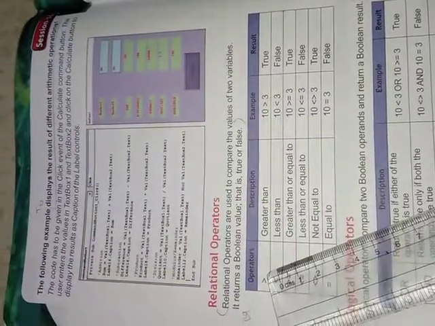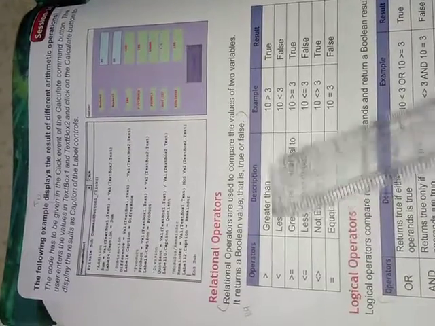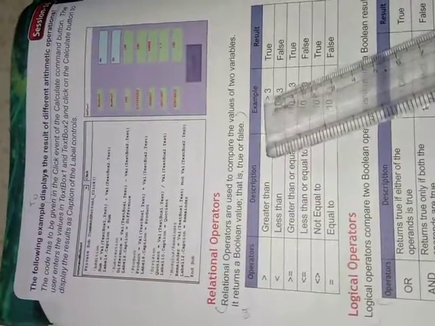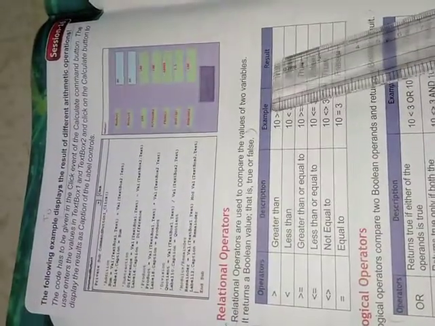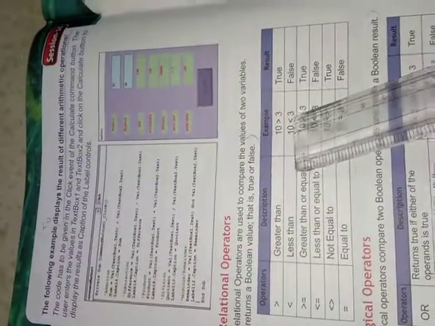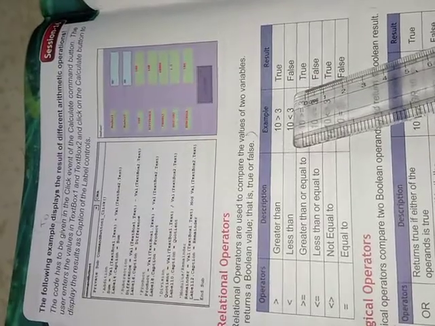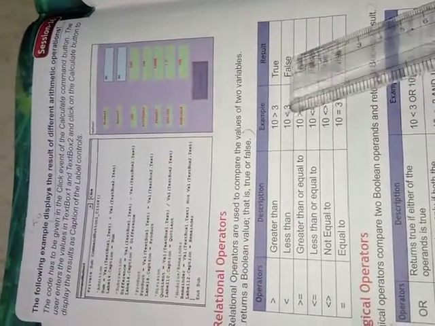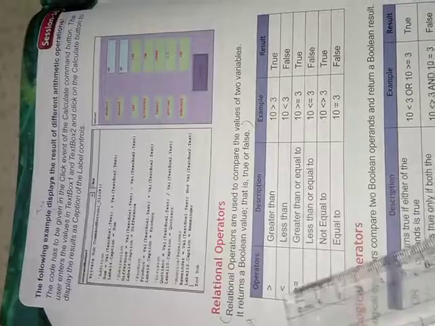See here, the operators. Greater than: it will compare two values. 10 is greater than 3. Is 10 greater than 3? Yes. So it will result in true. Next, the less than operator. 10 is less than 3. Is 10 less than 3? No. So it will return false.